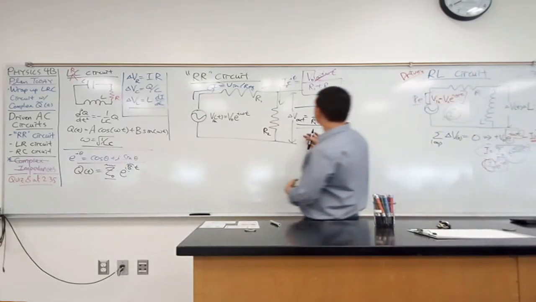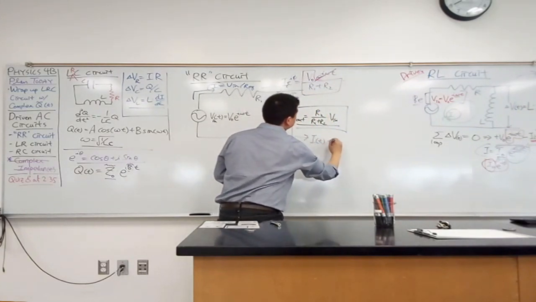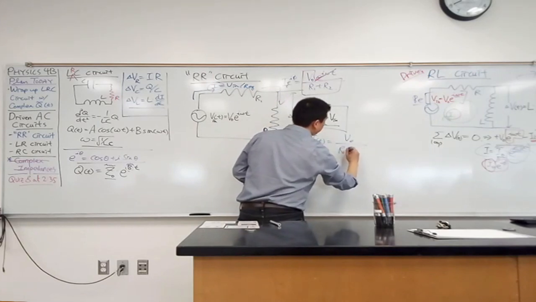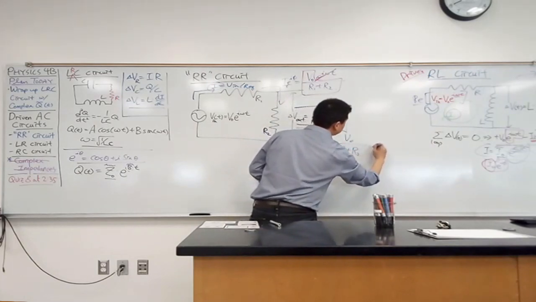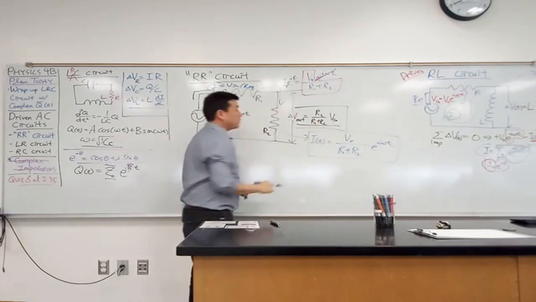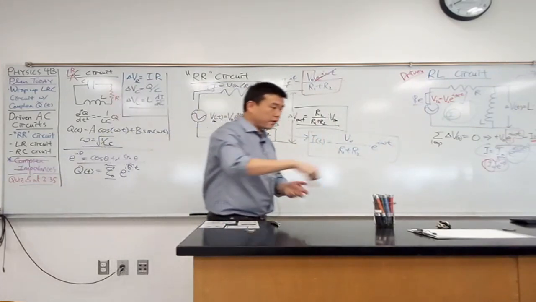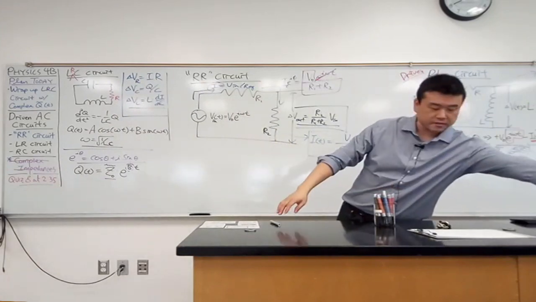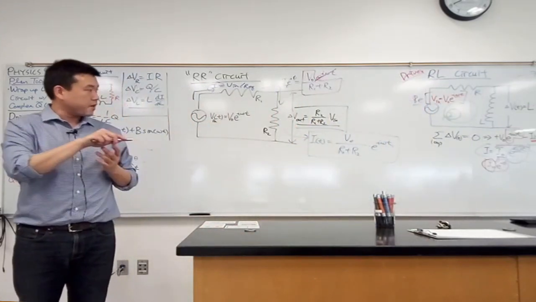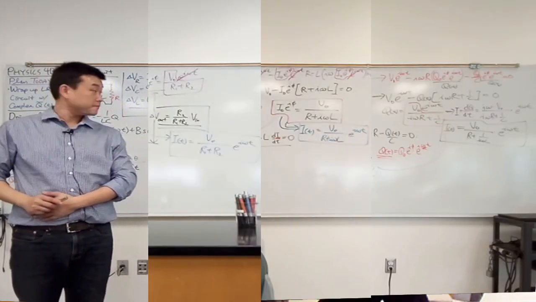And here, the current as a full function of time is equal to V naught over R1 plus R2 times e to the I omega t. This is for the two-resistor voltage divider circuit. And with these three expressions, this is what I want you to look at. You will see they share some common features.